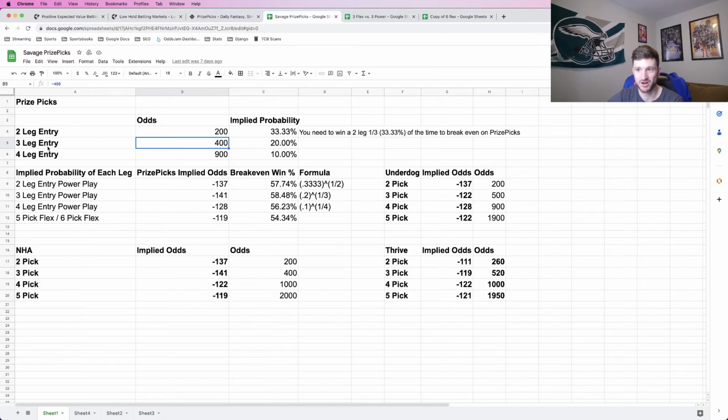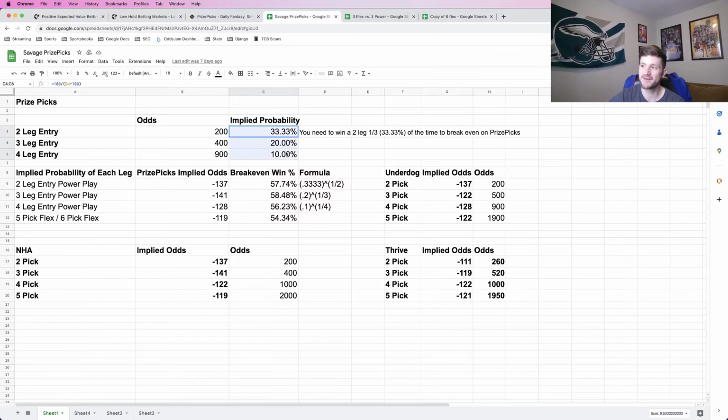That is what the odds are for a 3-leg entry. For a 4-leg one, you are 9xing your money in terms of profit. So guess what? That equals plus 900. So from there, you can back out the amount you would need to win in order to break even. So for a 2-leg one, you would need to win roughly 33% of your bets in order to break even. Anything above that, you are profiting 20% for a 3-leg and 10% for a 4-leg.